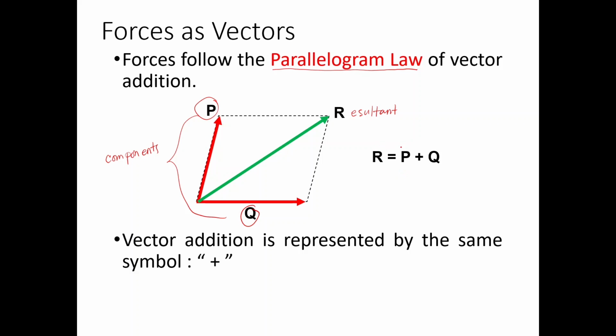In the equation on the right side, you have R equal to P plus Q. This means that when we add up the two forces, it results in the R value. But since we cannot simply add up the values of the forces, this is just a visual representation that when you combine P and Q, it results in the R force, presented in the diagram as a green line.